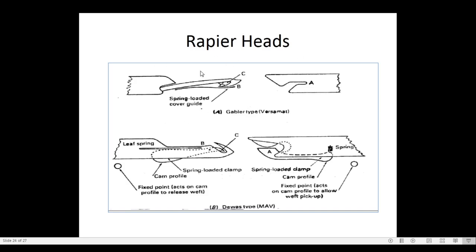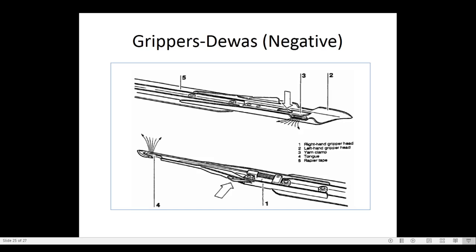In the figure we can see, first we will look at the Dewas. This B figure is the Dewas type and its rapier heads. This is the left hand rapier head and this is the right hand rapier head. At the back side we have the rapier tip, or it is called the flexible tip. This is the left hand flexible tip, and at the front of this left hand flexible tip we have the rapier head, or the left hand rapier head.